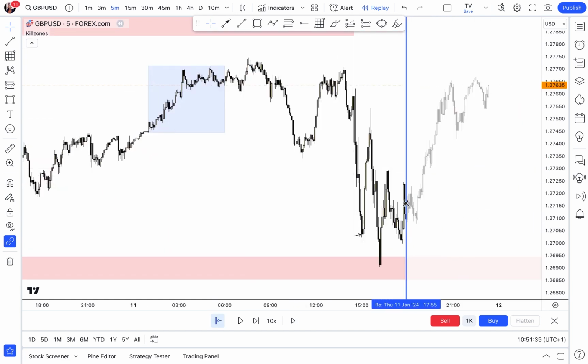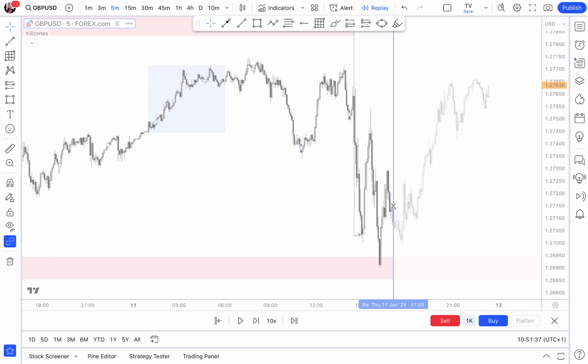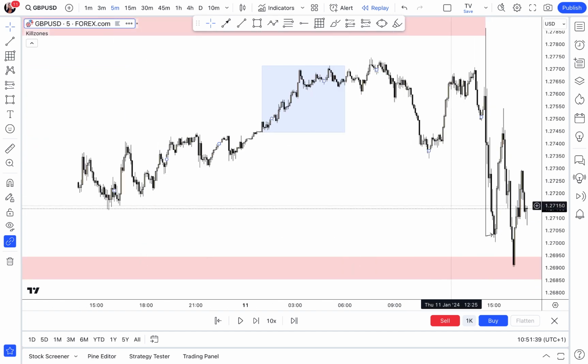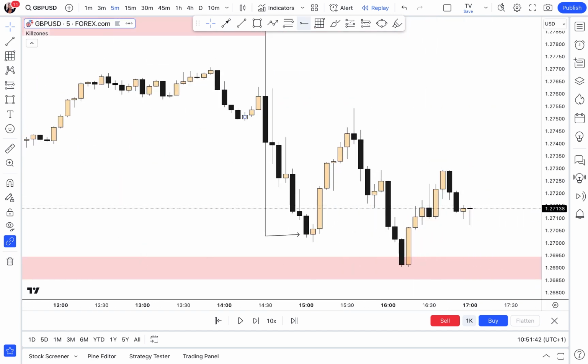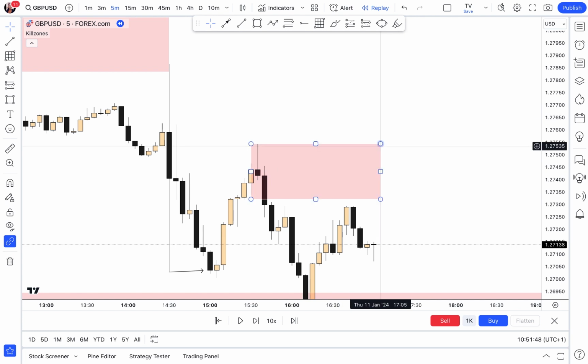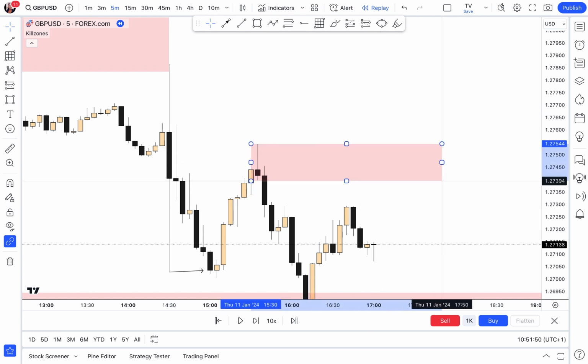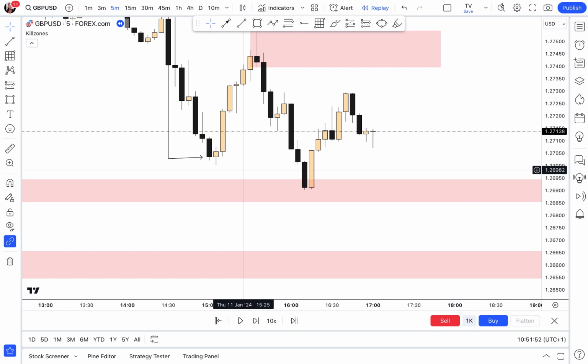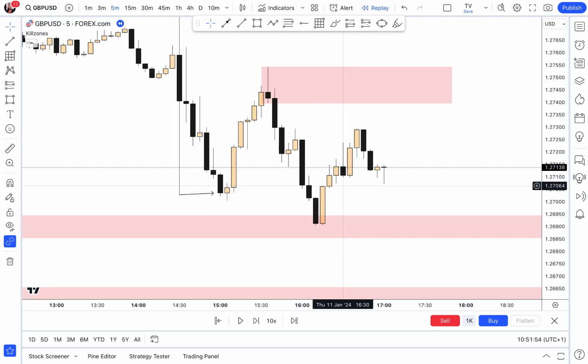Why did market push back up? Market pushed back up right here because we have created imbalance and an unmitigated supply zone right here. So market is coming back to fill all of these zones. Market used the demand zone at the left hand side to push up.